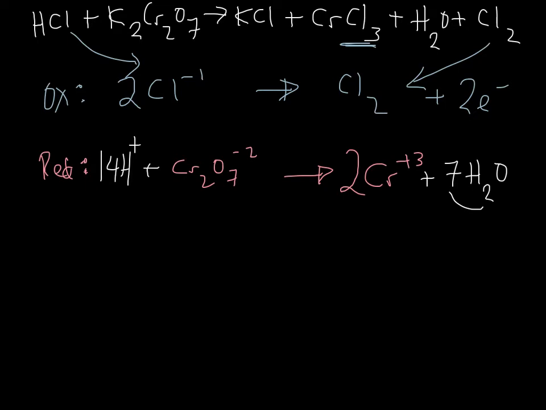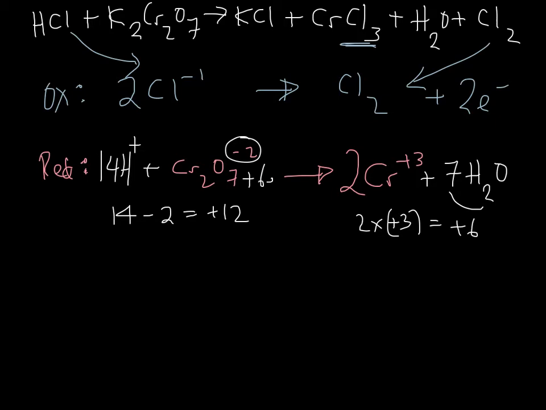Now I have to balance out the charges by adding electrons. So on the reactant side, I have 14 positives, -2 from the polyatomic ion, so that's going to give me an overall charge of +12. On the product side, I have 2 times a +3, which gives me a +6. So I need to add 6 electrons to the reactant side in order to even that out. So I'm just going to squeeze those in here on that reactant side, because that way those +12 minus 6 negatives is going to equal a +6, and I'll have a +6 on both sides of the reaction.